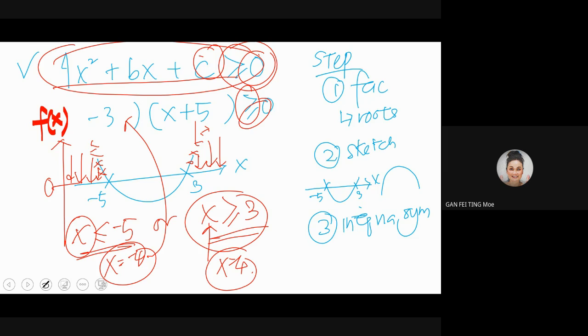Now, there are three steps in your routine inequality question. First, you factorize. From the factorization, you should be able to identify your roots. Secondly, you sketch the graph. When sketching the graph, you should be able to determine whether it is a U-shaped graph or N-shaped graph by referring to the value of A. After sketching the graph using the roots from step 1, step 3, you refer to the inequality symbol. Check whether you want to take the region above the x-axis, or the region below the x-axis.